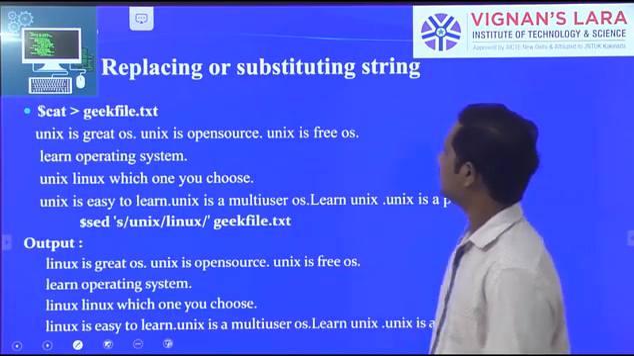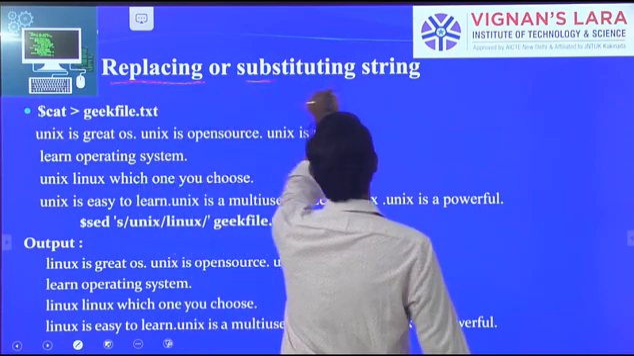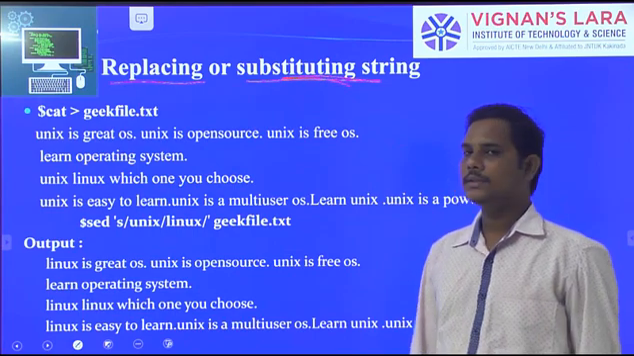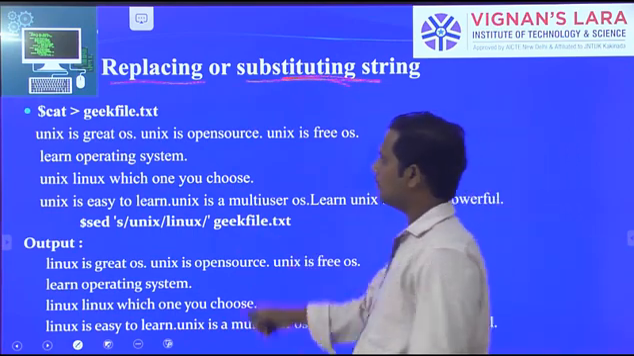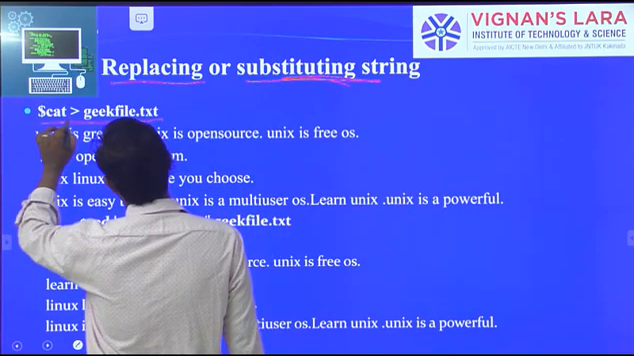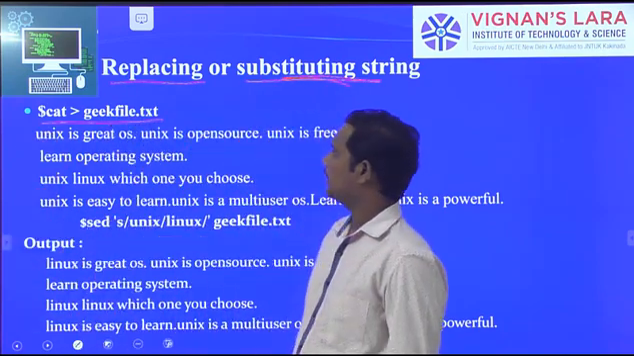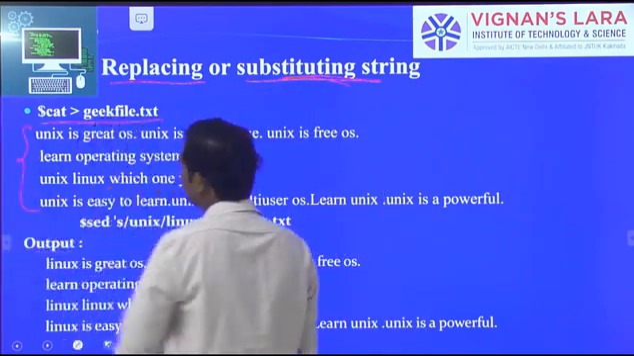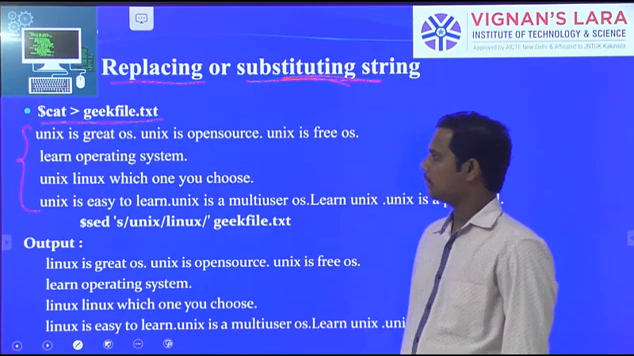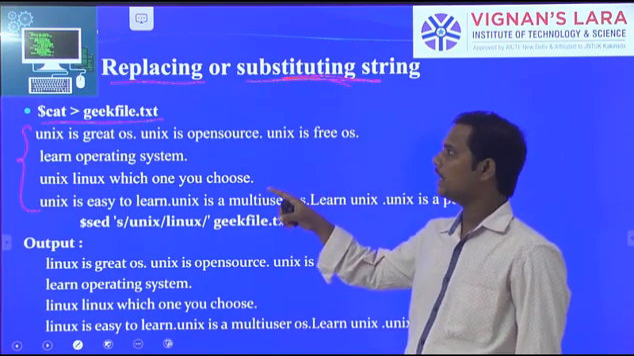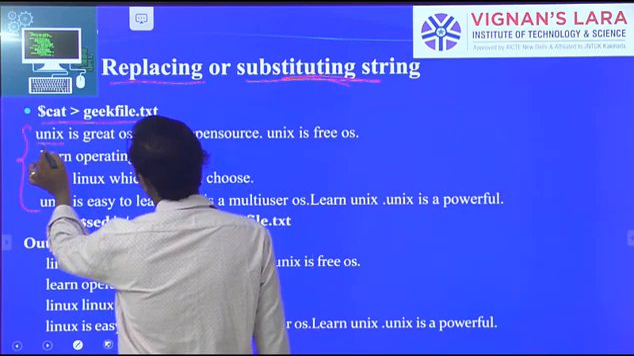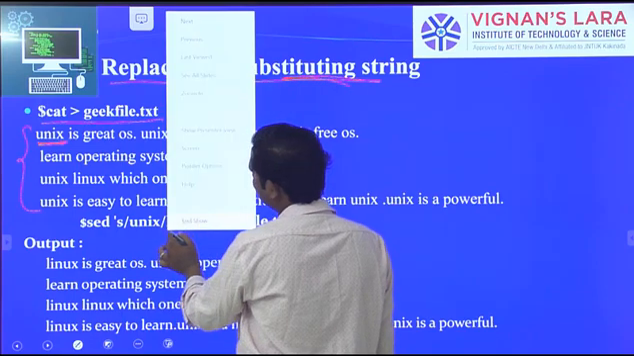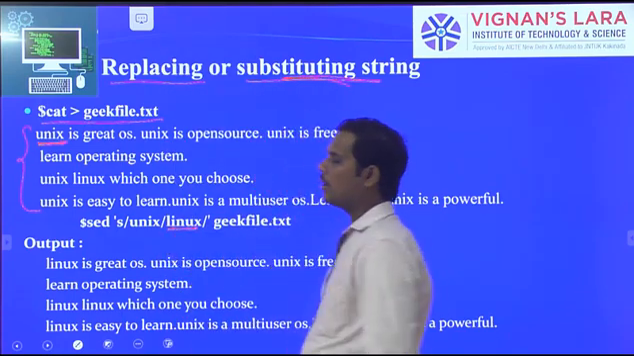Okay, replacing, or substitution. I told you already what data we are replacing, what data we are changing. Here, for example, one small text file we are giving: cat grepfile.txt. This file contains 4 lines. Suppose I want to replace the small Unix with Linux. So how are we giving it?